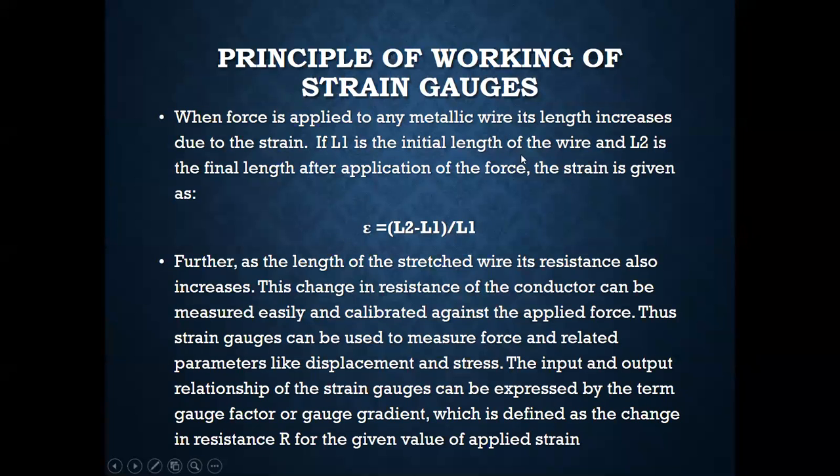Here, epsilon is the strain. Suppose we apply a tension, the wire length will be increasing. Initially it was L1, the initial length, and after applying tension, its length is now L2. So L2 minus L1 is the change in length. Change in length divided by original length is what is called strain. Epsilon is equal to L2 minus L1 divided by L1.